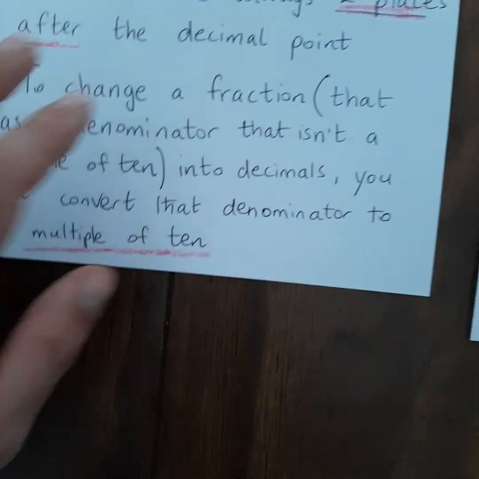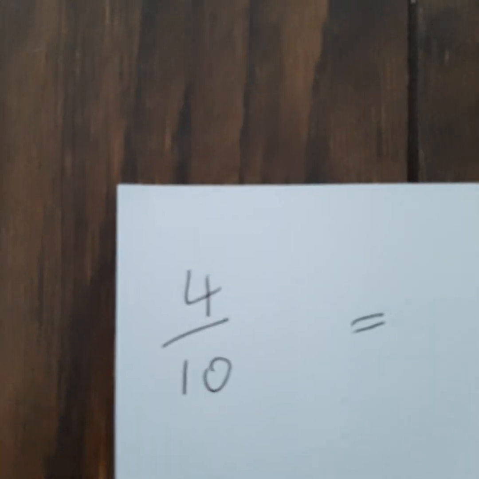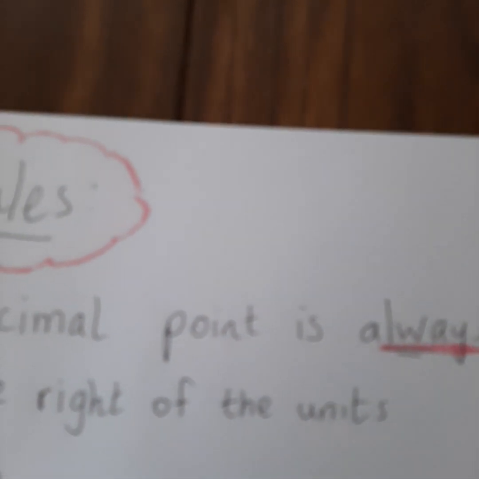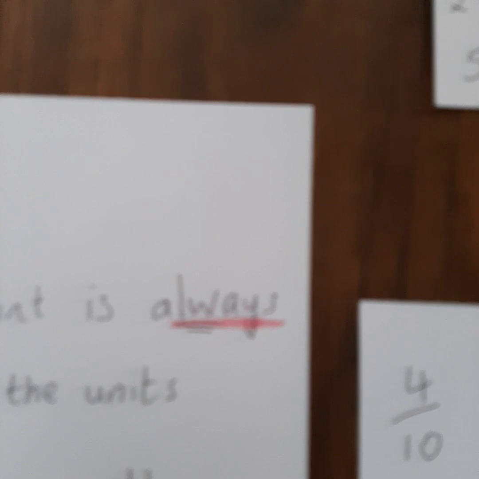So let's get straight into the first one, okay? So 4 tenths. How can I convert that into decimals? Well, think back to my rules. Convert to decimals, put my decimal point to the right of my units. Okay, well I have 0 units here, so it'll be 0 point, and then my tenths go one place after the decimal point, 0.4. Okay, simple.